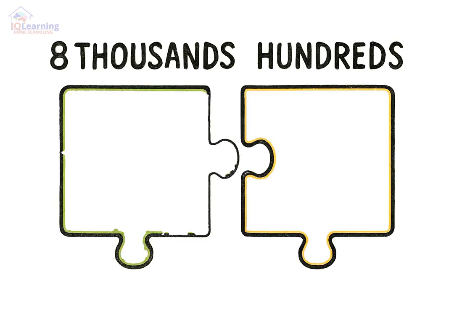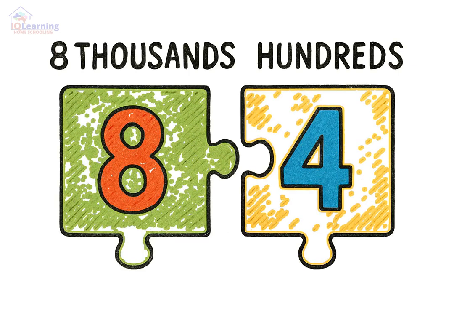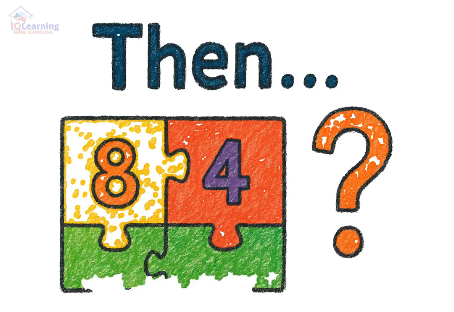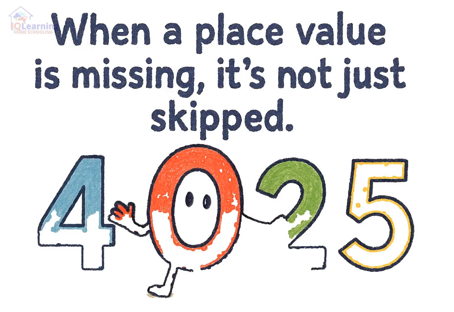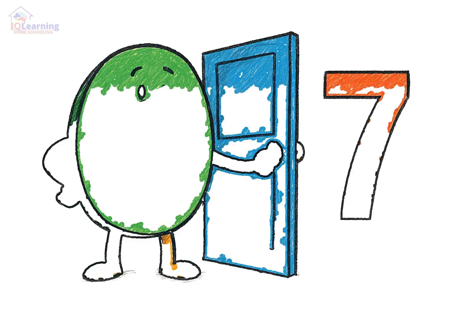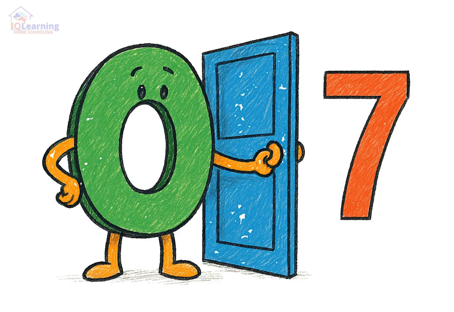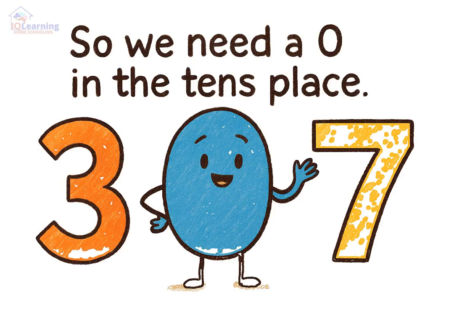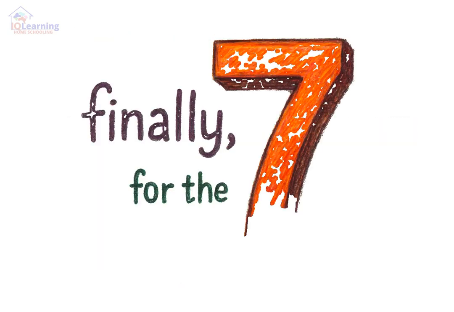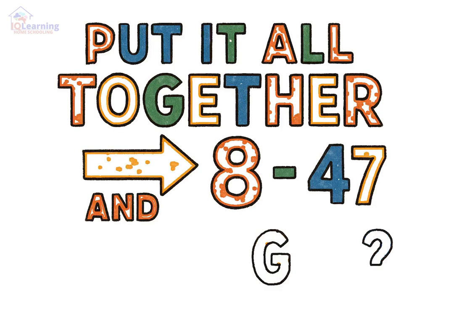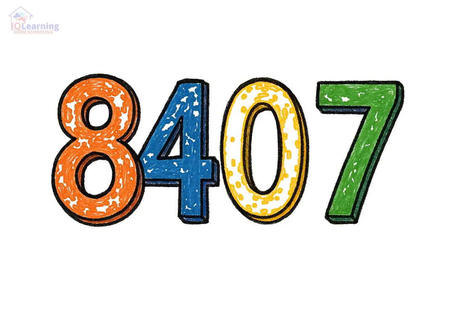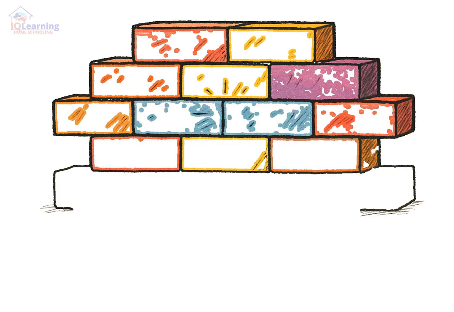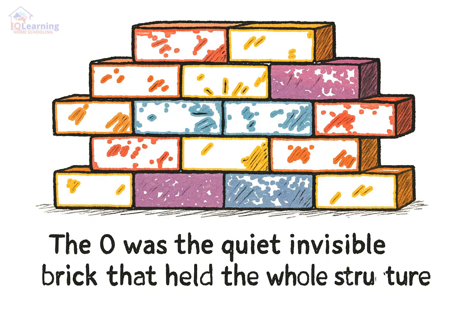We have an 8 for the thousands place, a 4 for the hundreds place, then... Wait, the puzzle doesn't mention any tens. When a place value is missing, it's not just skipped, it's held open by our hero, the 0. So we need a 0 in the tens place. Finally, we have a 7 for the ones place. Put it all together, and what do you get? 8, 4, 0, 7. 8,407. The 0 was the quiet, invisible brick that held the whole structure together.